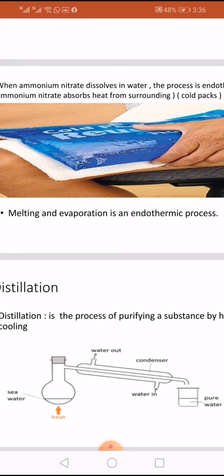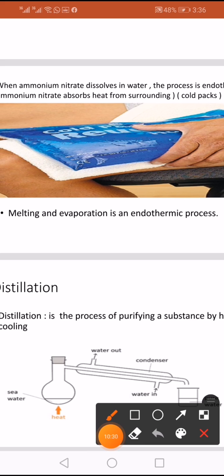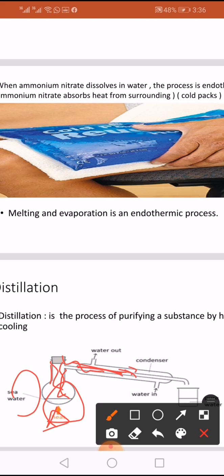Look at this picture. Look at this instrument. We heat the unpurified water, for example seawater that you want to purify. We add seawater here and heat it, so the liquid turns into vapor like this. And this vapor passes through this tube. What happens in this tube? This tube is surrounded by a condenser. The property of this condenser is to cool down the water vapor.